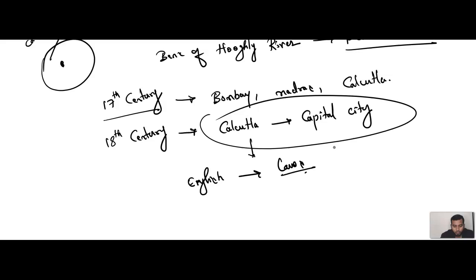Why did the English purchase 3 villages? Name them. What did they build in that place? Got it? Next question.